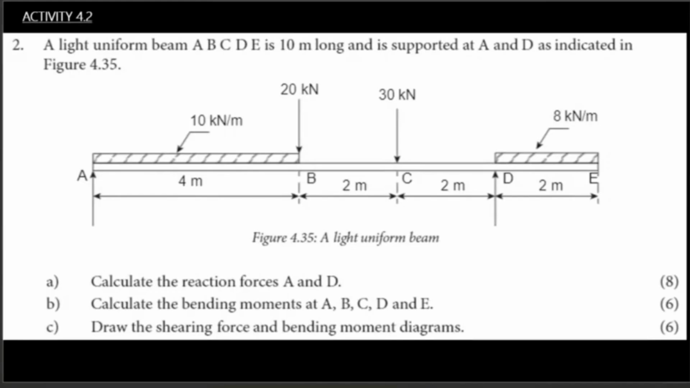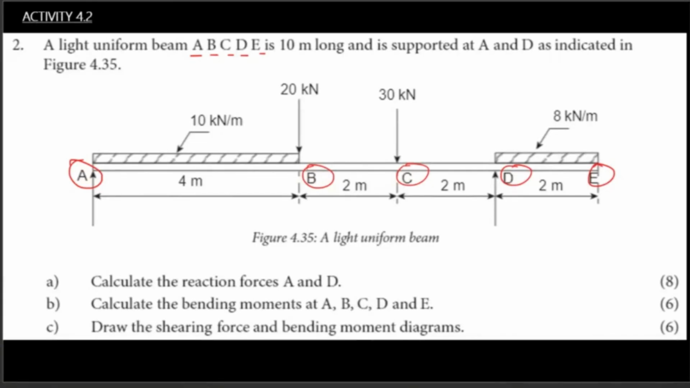Let's see how this is done. We're just going to use this to explain the concept. There is a question here. This is 22 marks: 8 marks, 6 marks, 6 marks. Let's look at this question. It says a light uniform beam A, B, C, D, E. These A, B, C, D, E are the sections of the beam, so majorly these are the parts where the forces are acting, as indicated in the figure below.